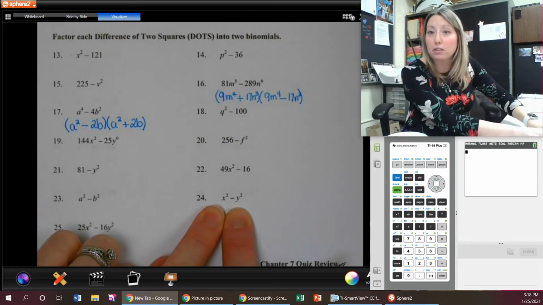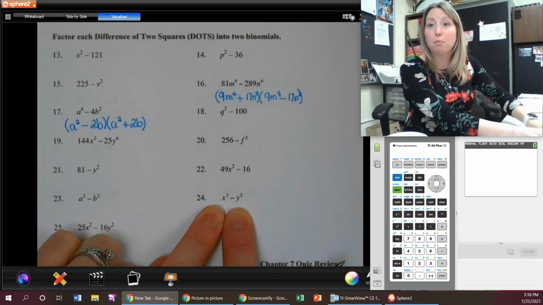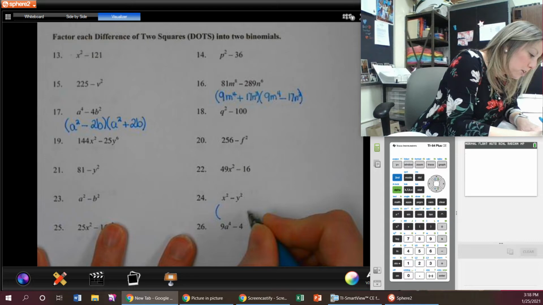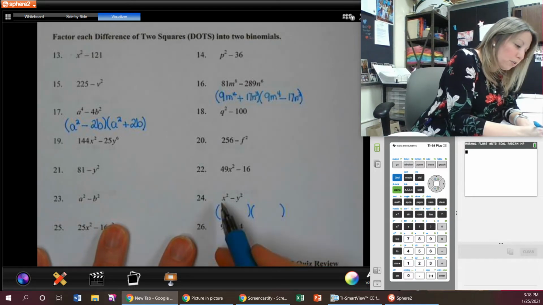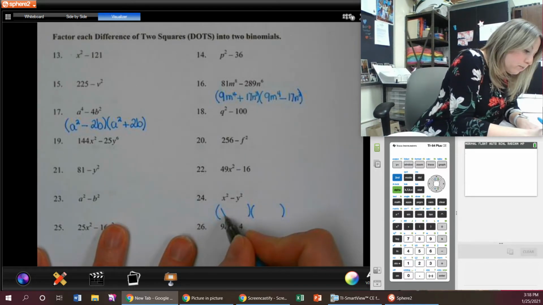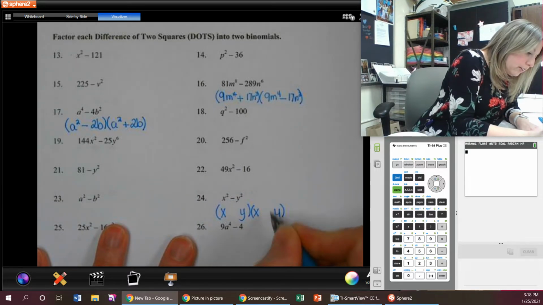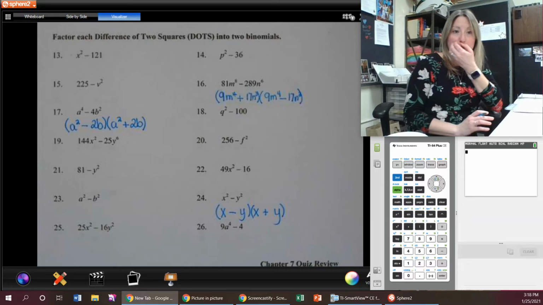Pretty much one of the most basic ones, number 24, right? X squared minus y squared. Perfect square minus perfect square always factors to become two binomials. Square root of the front term, the square root of x squared is x. Square root of the back term, the square root of y squared is y, and different signs between them.